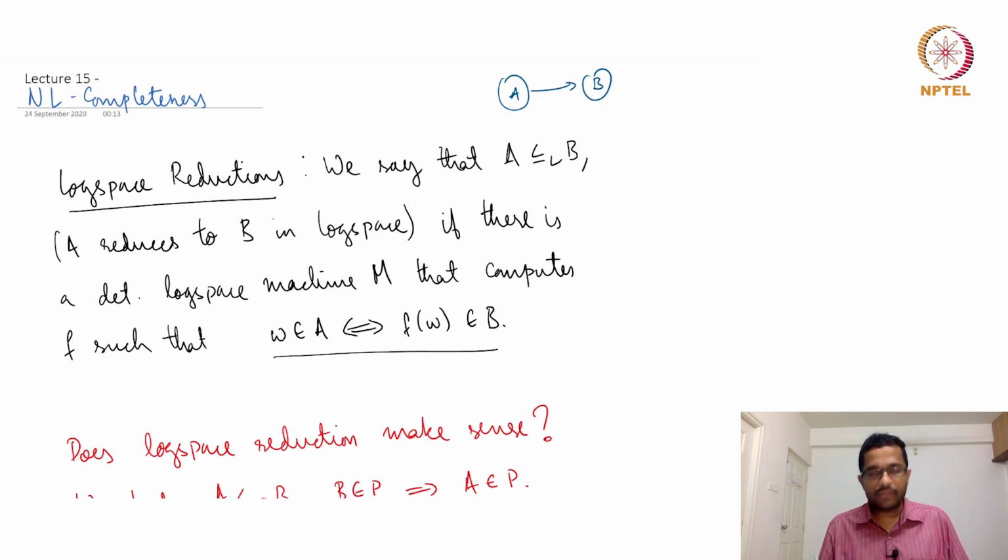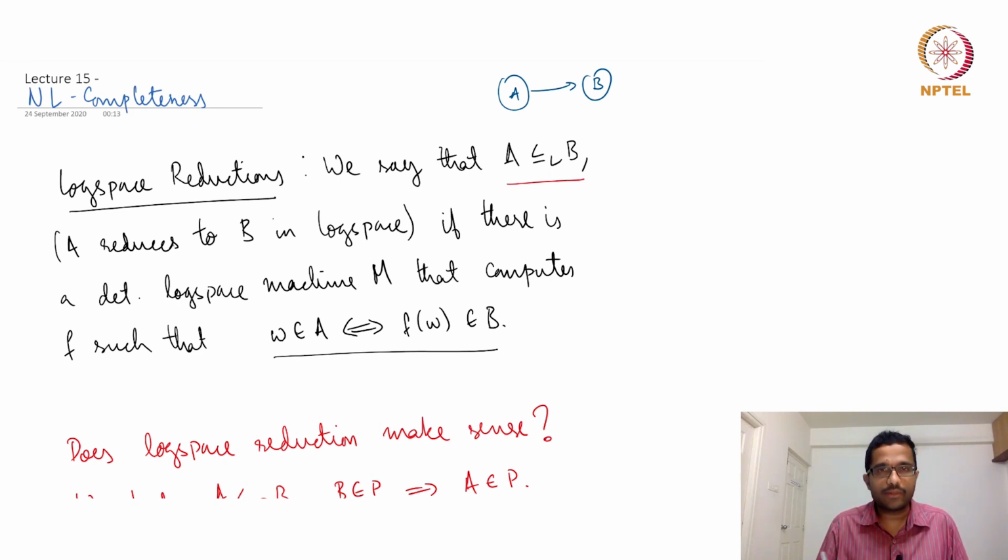So what does it mean? A is reducible to B in log space, denoted by A ≤_L B, as against a subscript of P, if there is a deterministic logarithmic space machine M which, given W, computes a function f(W) such that W is in A if and only if f(W) is in B.